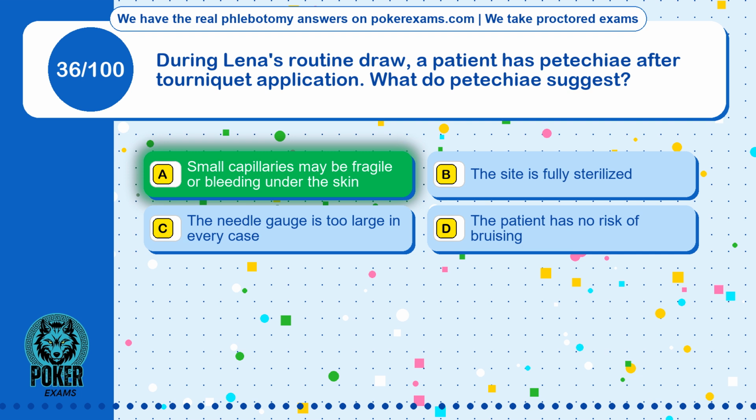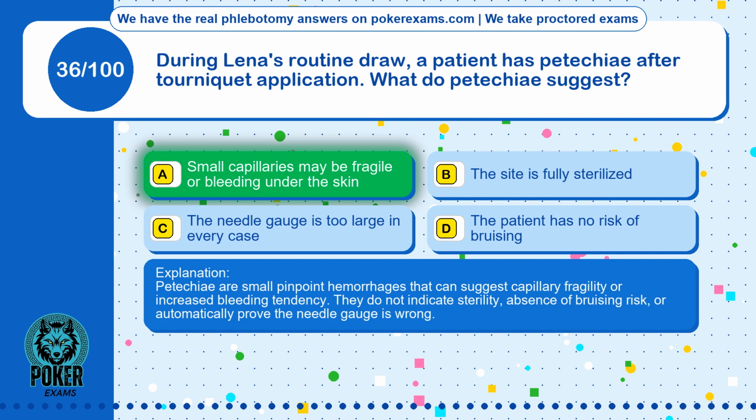Small capillaries may be fragile or bleeding under the skin. Petechiae are small pinpoint hemorrhages that can suggest capillary fragility or increased bleeding tendency. They do not indicate sterility, absence of bruising risk, or automatically prove the needle gauge is wrong.